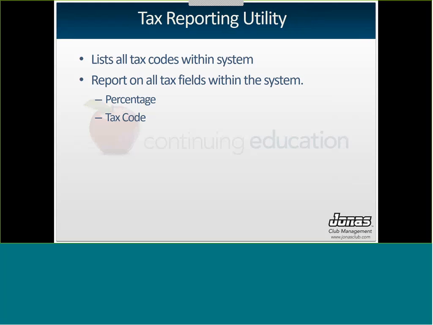So outside of just reporting on your taxes and closing periods, what you can do within the tax reporting feature is get reports on all of your tax setups within the system. What this utility does is it lists all tax codes within your system, and it reports on all of them. So it gives you the percentage and also the tax code, so you can see exactly what is set up, what percentage it's set to charge, and what grouping it's supposed to be under. So if you are noticing discrepancies, this would be a really good spot to start because it will show you exactly how you're set up for taxes.